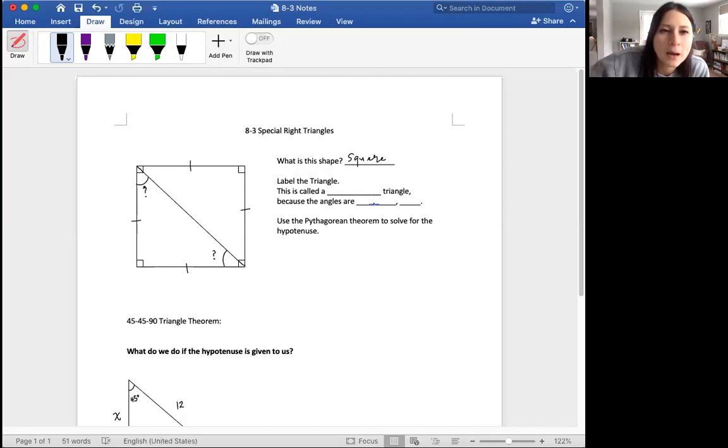So how many degrees do you think these angles would be? If this whole thing is 90 degrees, what would half of 90 degrees be? So half of 90 degrees is 45 degrees. And this would also be 45 degrees. So this is called a 45, 45, 90 triangle because the angles are 45, 45, and 90.